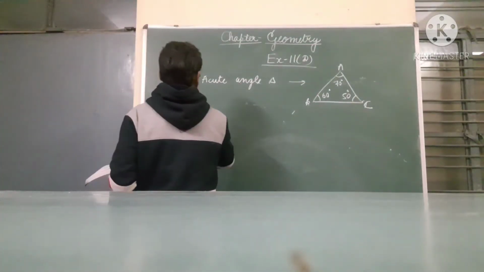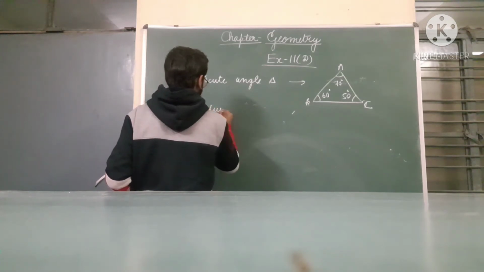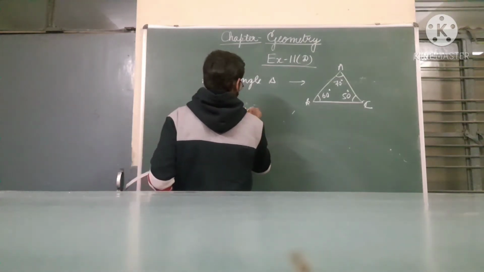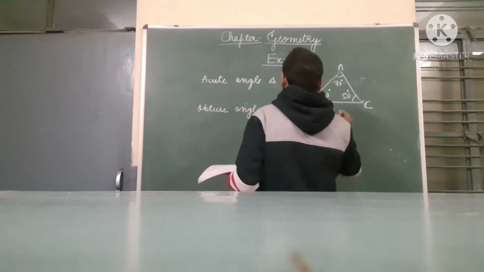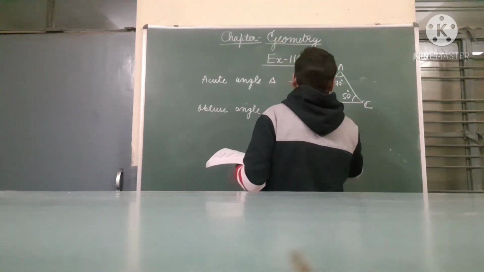Obtuse angle triangle, greater than 90, simple. Obtuse angle triangles are those in which an angle is greater than 90.